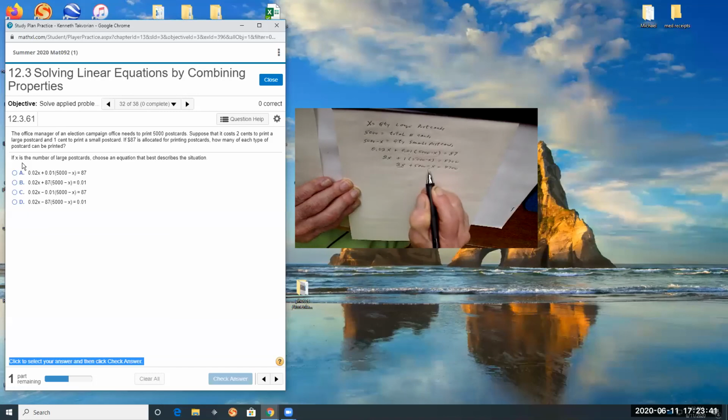I can combine the x terms. That gives me x. I can move the 5,000 from left to right, so it's 8,700 minus 5,000. That gives me an answer of 3,700 large cards. Well, how many small cards do we have? Well, we had 5,000 cards altogether. We take away the quantity of large, and we're going to get an answer of 1,300, which is the small cards.